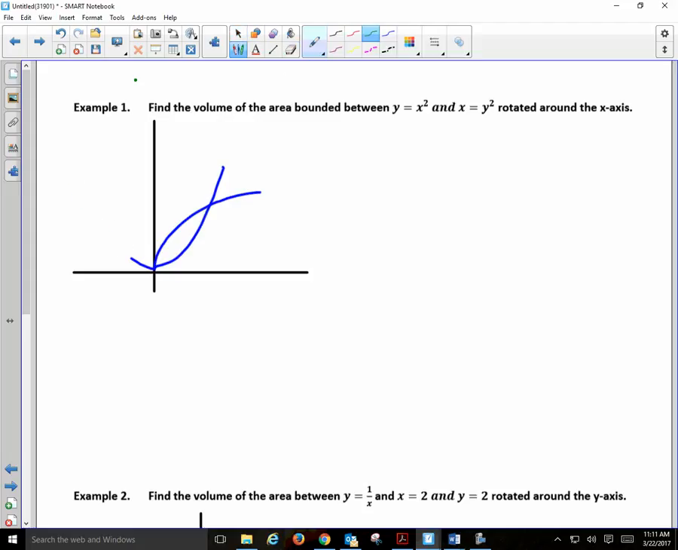Anybody trying to be a little bit insightful? Can you tell what this intersection point will be between y equals x squared and x equals y squared? Darren says it's going to be 1, 1. Do you guys agree?